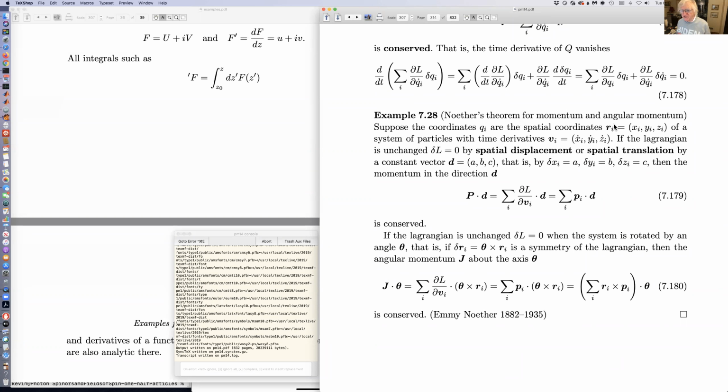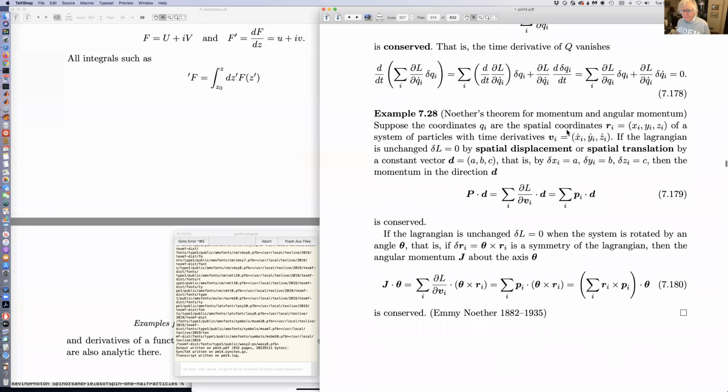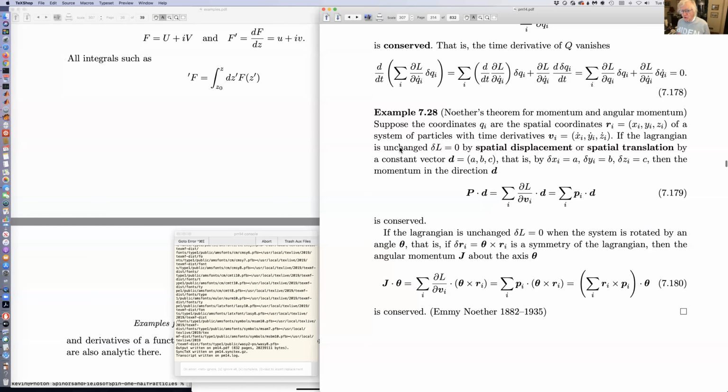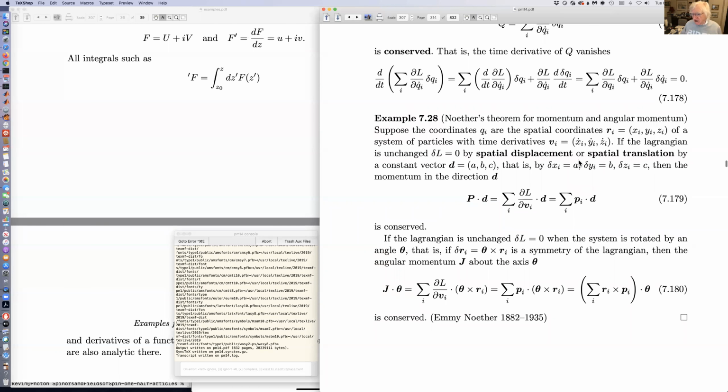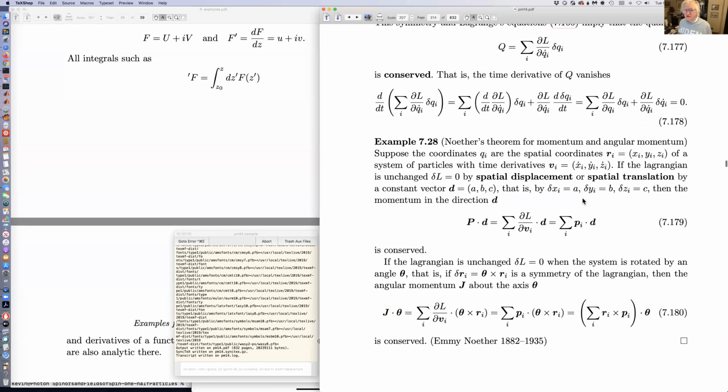So suppose the coordinates, or the Q's, are the spatial coordinates of some system with these time derivatives, and suppose the Lagrangian is unchanged by a spatial displacement, also called a translation, by some constant vector, ABC. So dQi, dXi is A, dYi B, dZi C. Then the momentum in the direction D is conserved. P dot D is conserved.